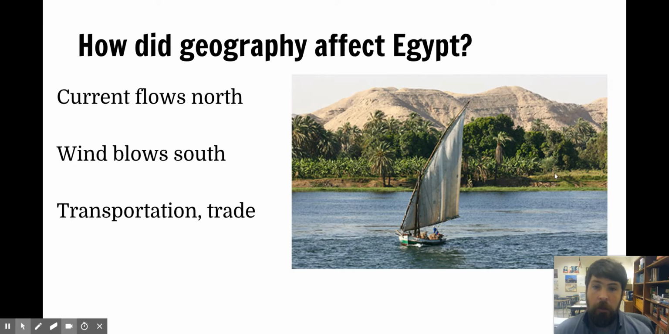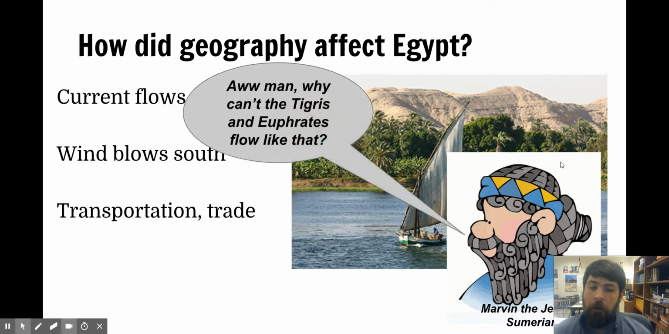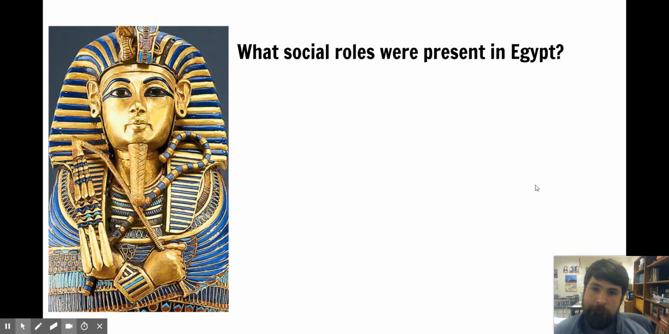in Mesopotamia. In Mesopotamia, the rivers divided people up and broke them into little pieces and caused all kinds of fighting between different city-states. I'm sorry, Marvin the jealous Sumerian. The Nile's a better river. I don't know what to tell you.